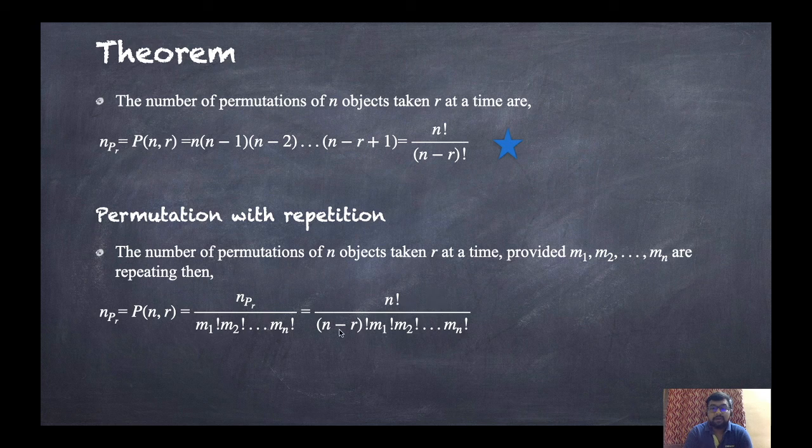So n factorial upon n minus r factorial, and whichever numbers are repeating, we just divide by its factorial. That is m1 factorial, m2 factorial, mn factorial. This is also important. Now let's take examples based on this.